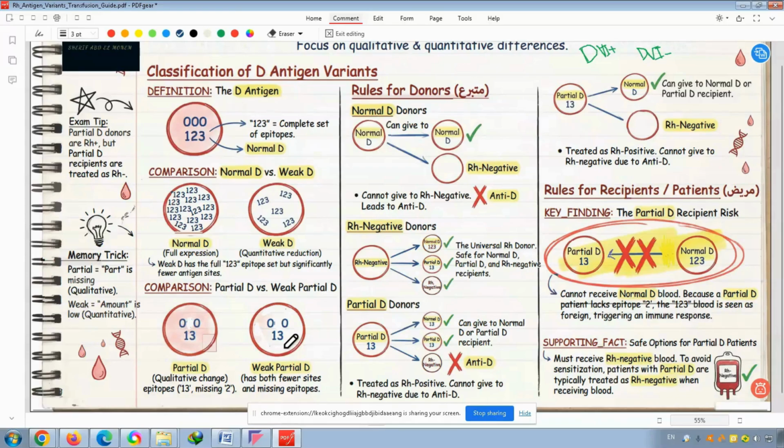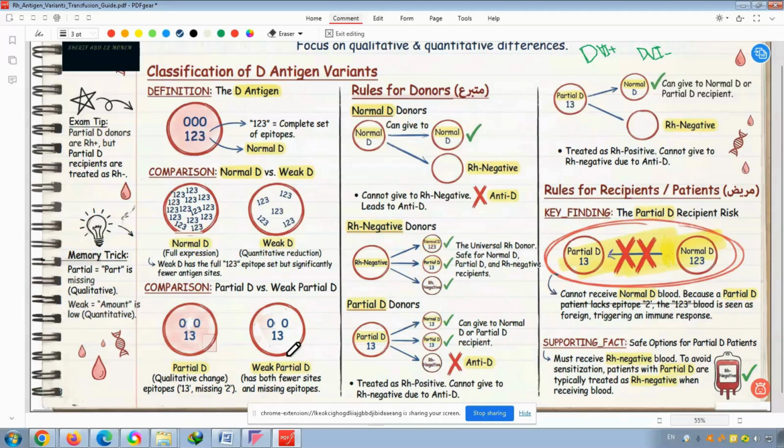This is the last case we have. The antigen structure is incomplete, and also the number on the cells is less than normal. Meaning, like here, for example, if we removed from these antigens part number 2, as we agreed. So, as a structure, it is missing a piece, and in number, it is low. And this is what we call the weak partial D.